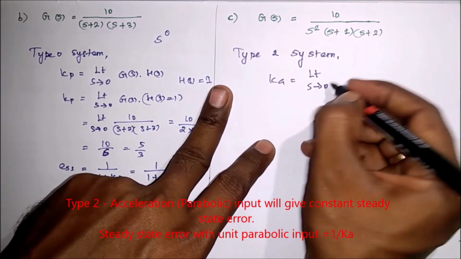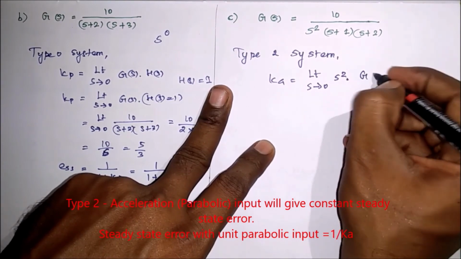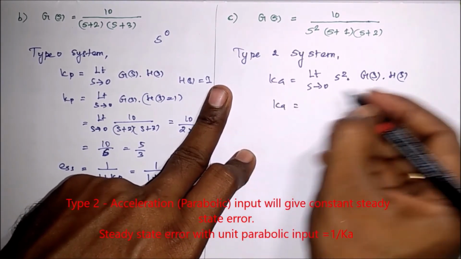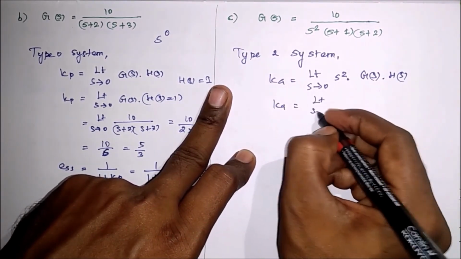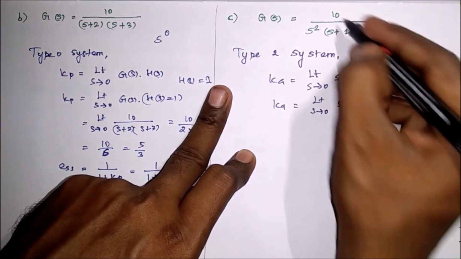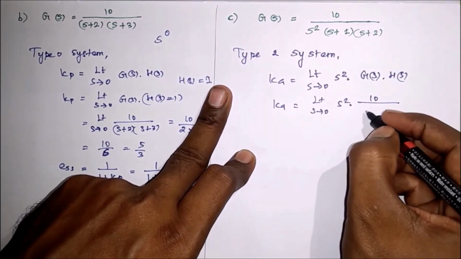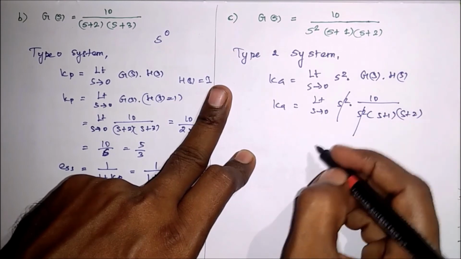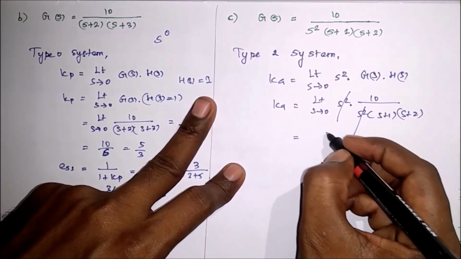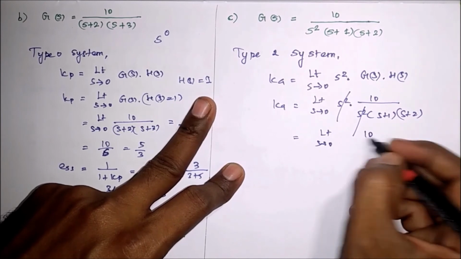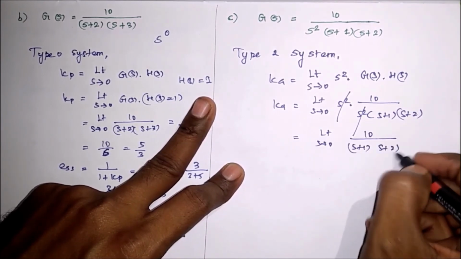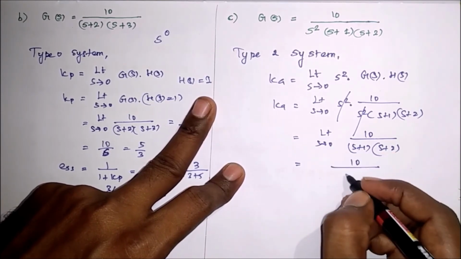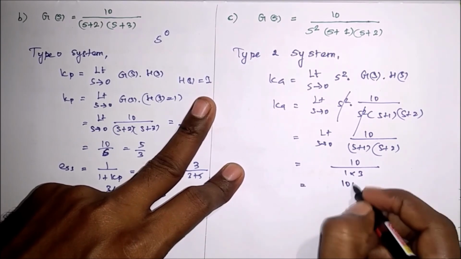Therefore, limit s tends to 0 of s square into G(s)H(s) is its formula. We already know H(s) equal to 1; we consider its gain is 1. Therefore, limit s tends to 0 of s square into the given open loop gain 10 divided by s square into (s plus 1) into (s plus 2). So this s square and this s square will cancel each other. Therefore, it will become limit s tends to 0 of 10 divided by (s plus 1) into (s plus 2). Now we have to substitute the s value here. Therefore, 10 divided by 1 into 2, so 10 divided by 2.